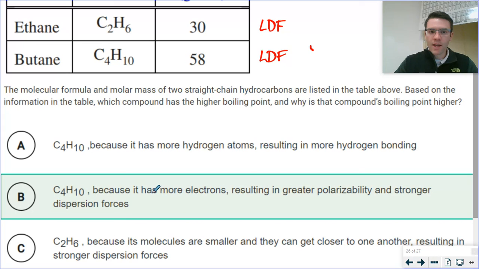The larger molecule has more electrons, resulting in greater polarizability, so greater surface area and stronger dispersion forces. A greater polarizability, greater difference in charge, and more electrons equals a stronger force. And that's it for multiple choice number 3.